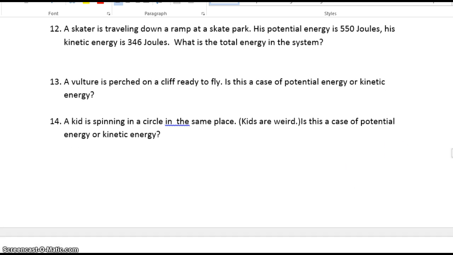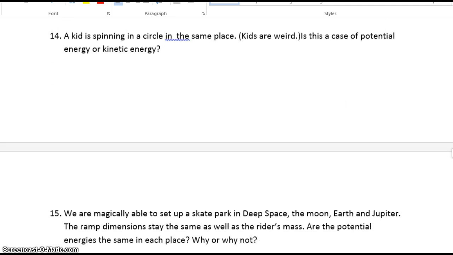The next question says, a kid is spinning in a circle in the same place. Is this a case of potential or kinetic energy? It's a case of kinetic energy because it's energy of motion.